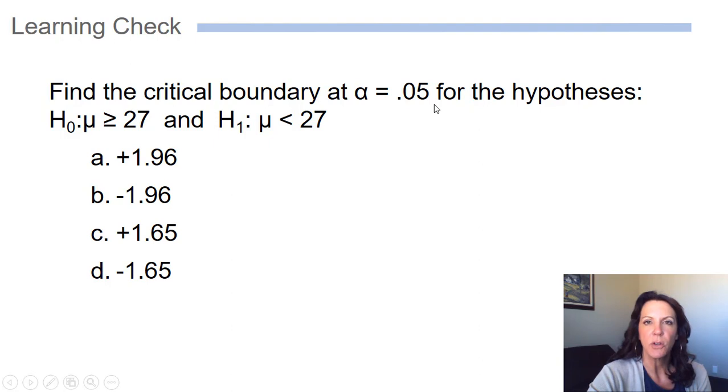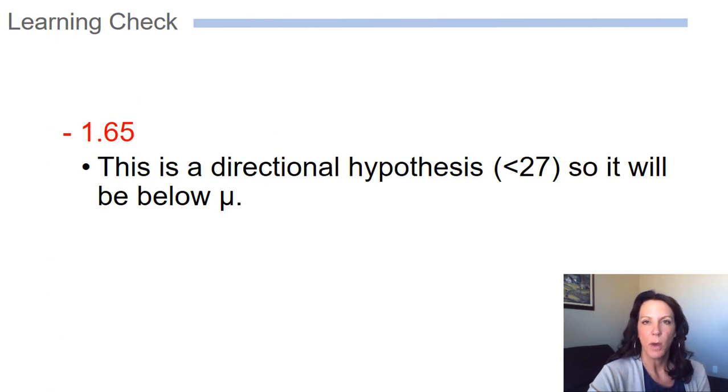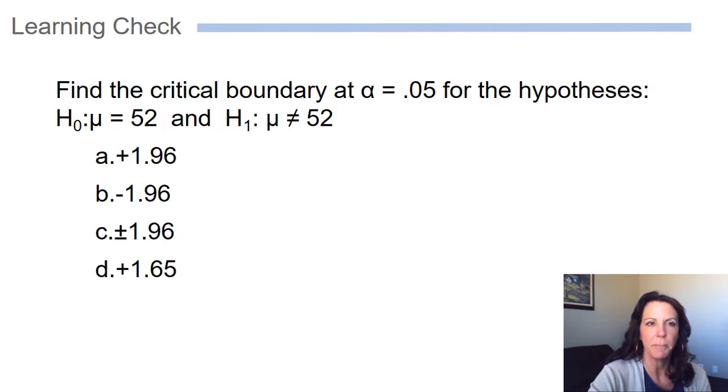What we do is we look at our z table for 5% in the tail, and lo and behold, we end up with 1.65. But since my proposal is that my sample mean is going to be less than the population mean, my critical z value is a negative 1.65. That's going to be the critical value that my mean has to be more extreme than in order to reject the null hypothesis. Let's try another one.